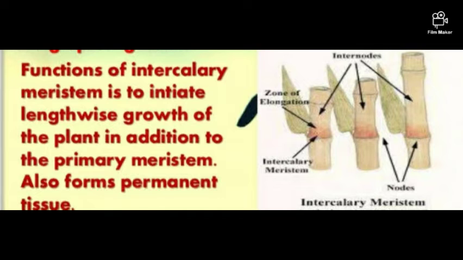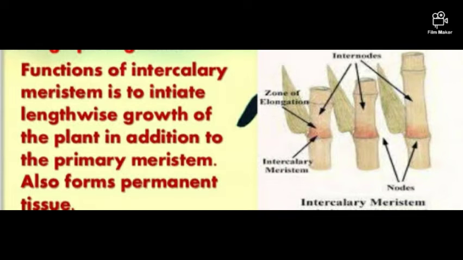The third meristem is the intercalary meristem. You must have eaten sugar cane, and observed its nodes. It is very prominent, so I am giving its example. Otherwise, any area in between the nodes is called the intercalary region. It initiates the lengthwise growth of the plant in addition to the primary meristem. It also forms the permanent tissues.